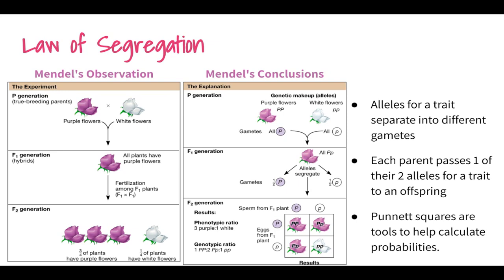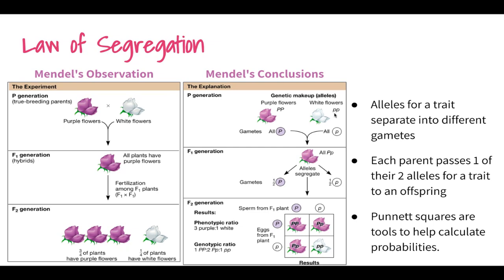Remember, an allele is a variation of a gene. In this case, you can pass on a purple allele, which is the dominant one, because if we look at this purple flower, we can see that they are homozygous. Homozygous means the same two alleles, and that capital P represents the dominant trait. Again, the lowercase p represents the recessive allele, which is the allele for the white flower.